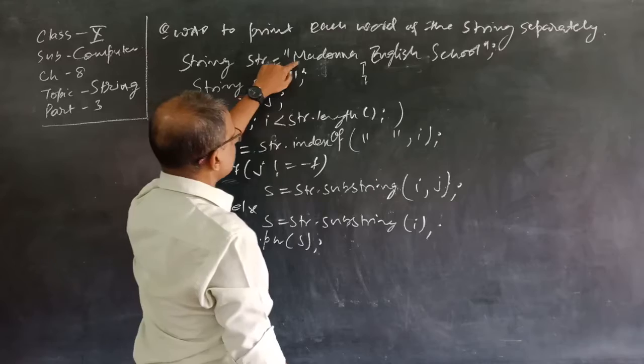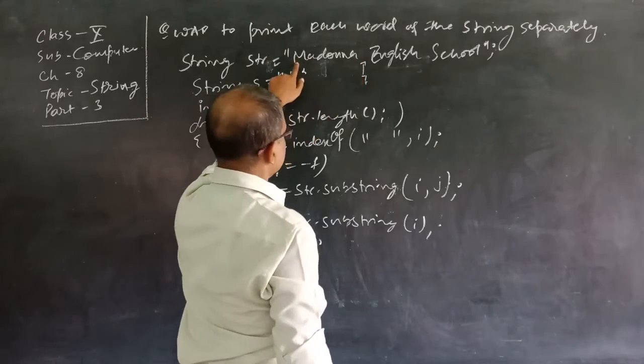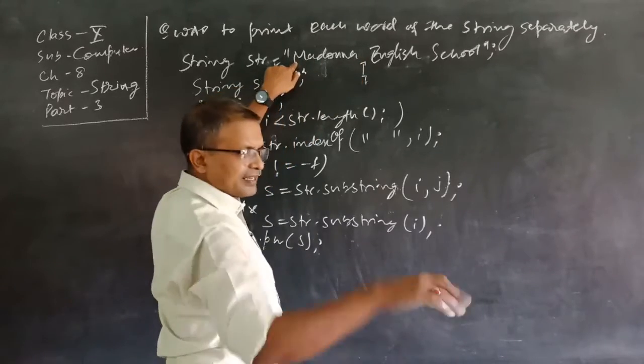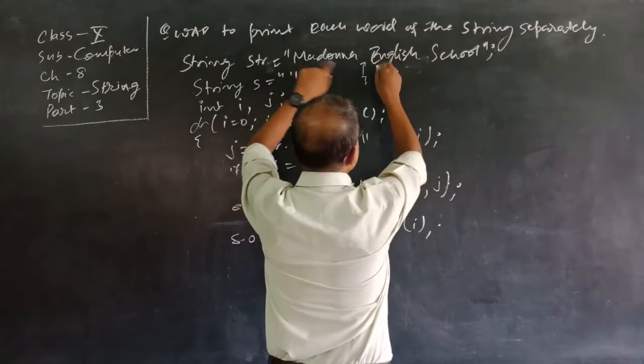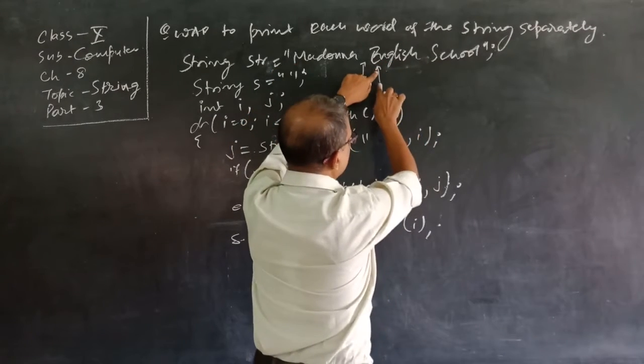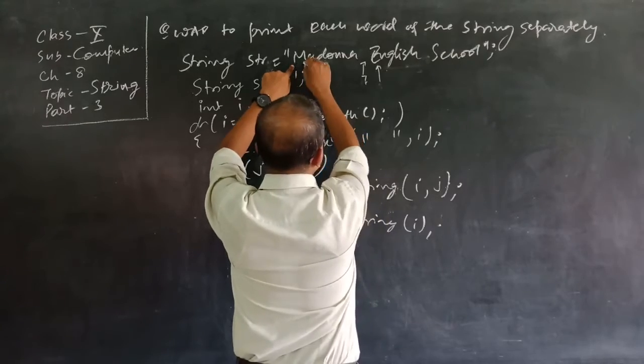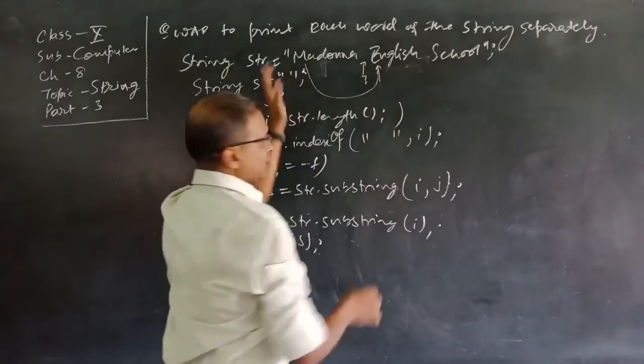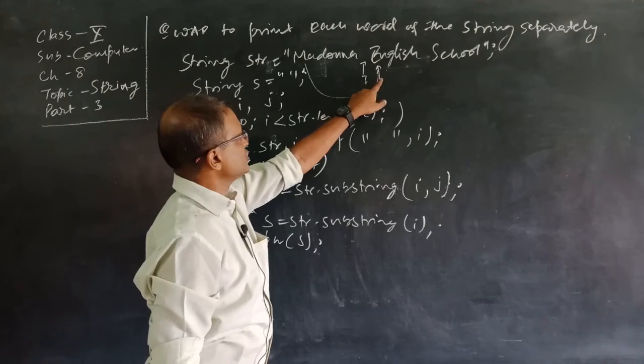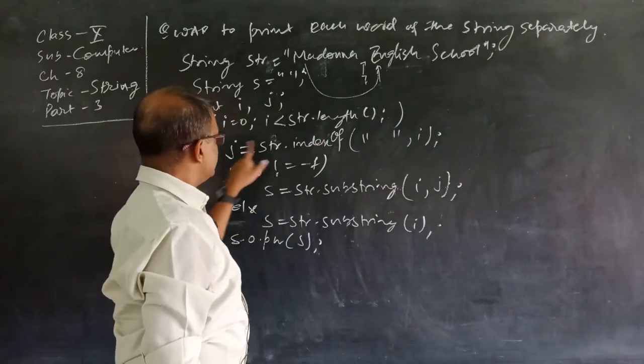We have searched the first occurrence of a space from position 0, but the next space will be searched on and after this position. So the value of i will be incremented directly from this to this, not i plus plus, and this position you can get by using j.